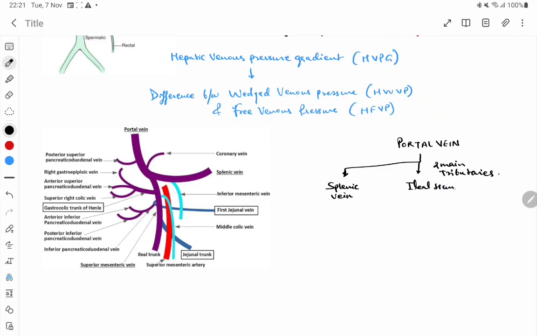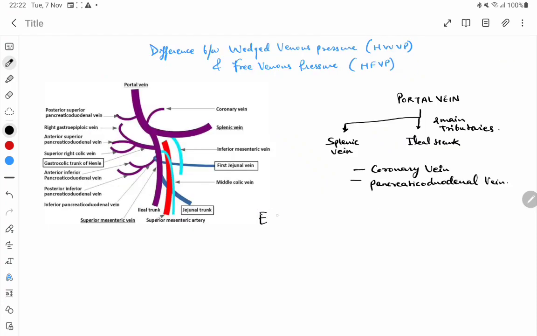Understanding its tributaries. The portal vein has ideally two main tributaries: the splenic vein, as you can see here in the image, and the superior mesenteric trunk. Again, it has some minor tributaries like the coronary vein and the pancreaticoduodenal vein.